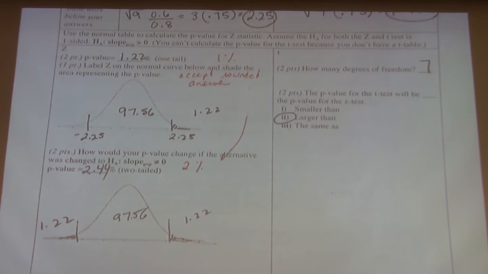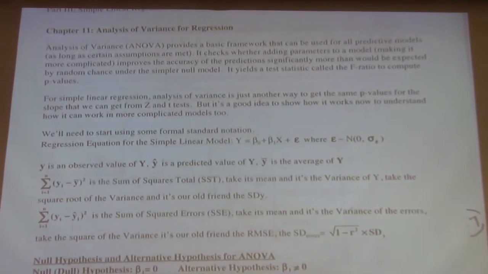Now, granted, in programs, most software just does the two-tail, but it's up to you to decide whether you want to cut that in half or not, depending on what your initial hypothesis is. You got it? All right. So that's pretty much it.